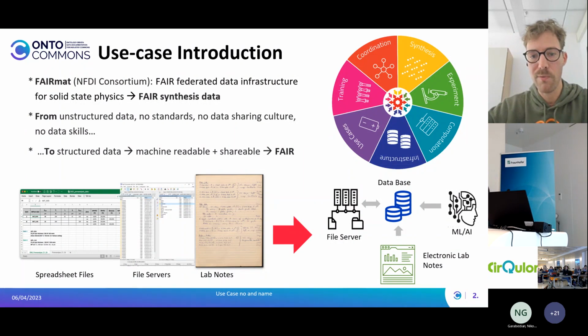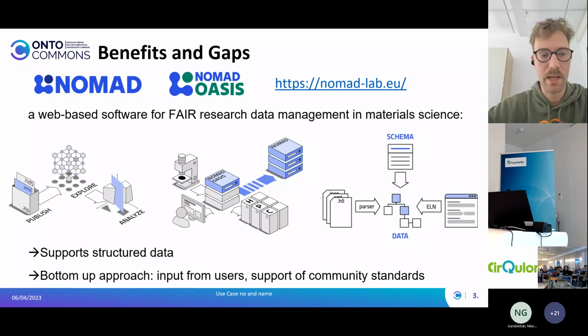And of course we also want to make the data from the different areas connected to each other, so that we understand each other when we talk about our different data points, meaning the same material, for example. The good thing is we already have a very good tool, which is the NOMAD tool. I think many of you already know our tool. It's a web-based software for FAIR research data management in materials science, and it has a background in computational materials science.